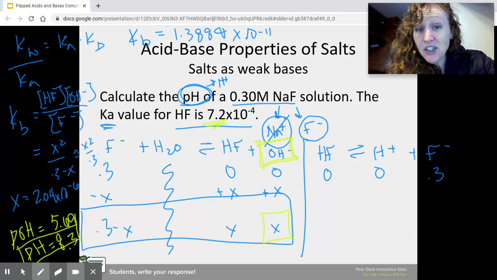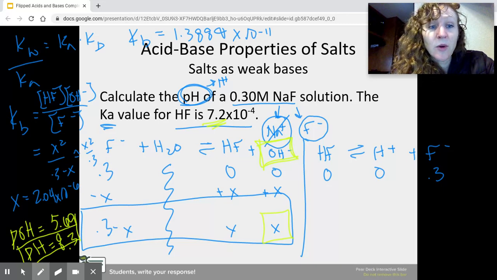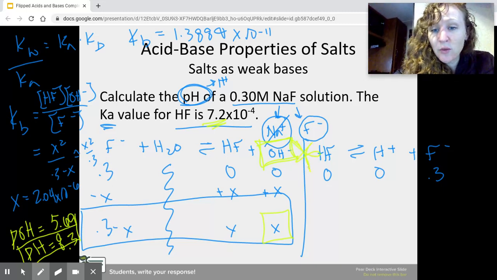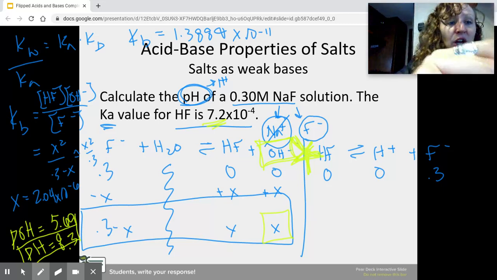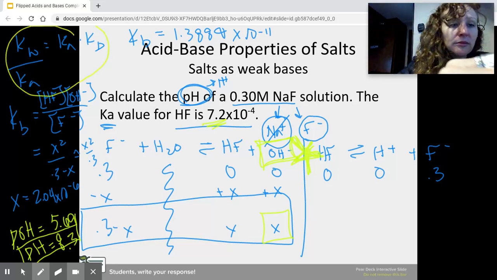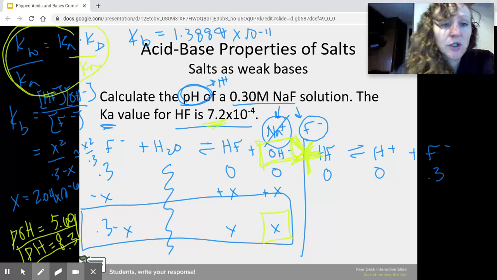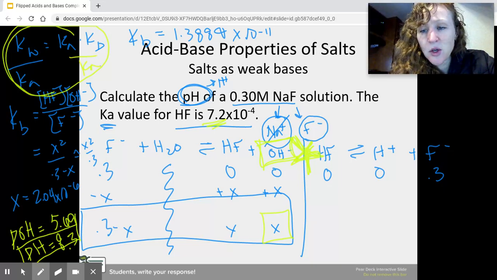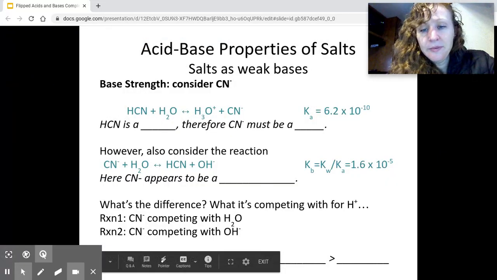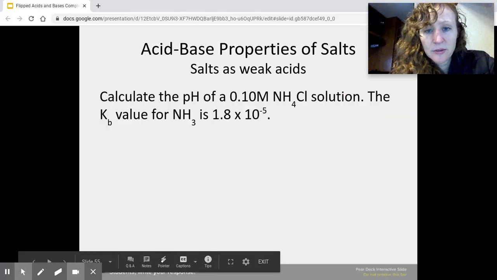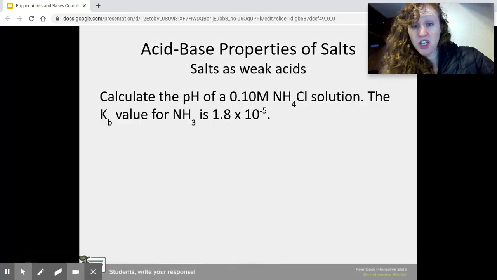Okay. Did you get the same answer as I got? Where did you get stuck? What questions do you have? It is a little tricky here trying to figure out which way you're going to write the equation. That's worth practicing. Also, switching between Ka and Kb is also worthwhile to practice. Let's look for another practice on salt.